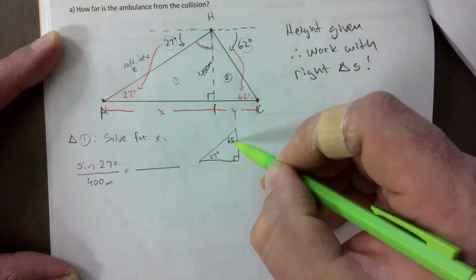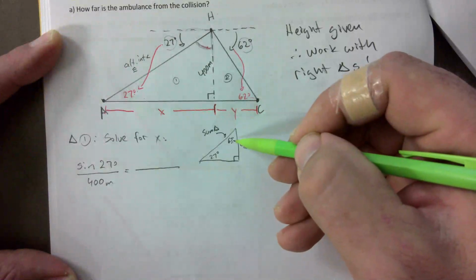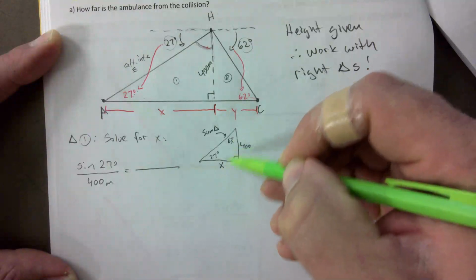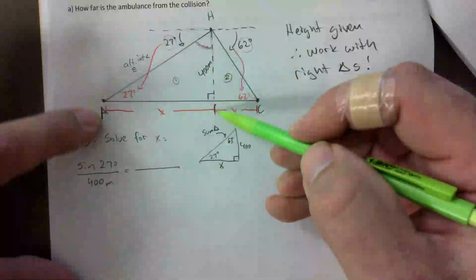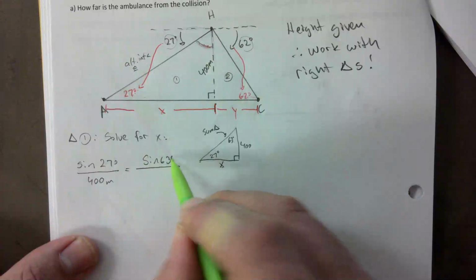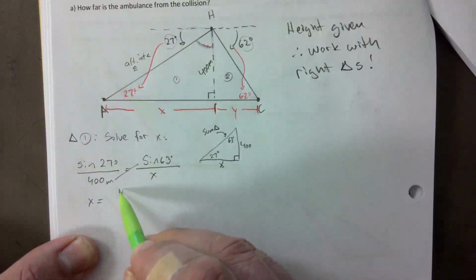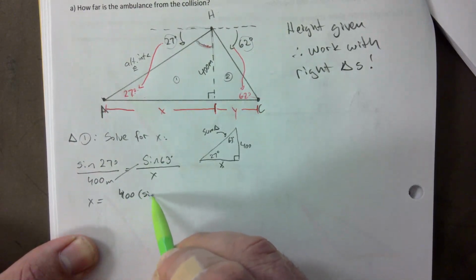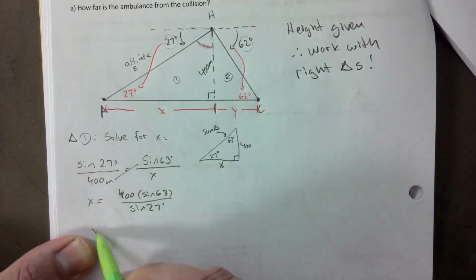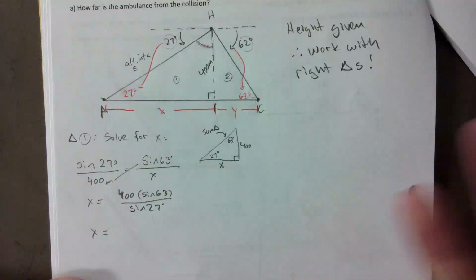Okay, I found this by using the sum of the triangle to get the 63, and so this is going to get me this x here. This is paired up with x. The 63 gets me this stretch here. Okay, so sine of 63 over x, and I solve for x there, so it's 400 times sine of 63 divided by sine of 27. So x is equal to, I'm just going to give you the answer, 785.